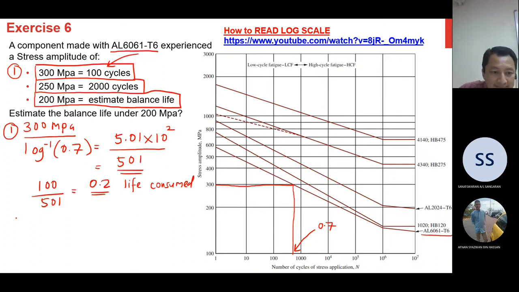How about part number two? It runs 250 megapascal.